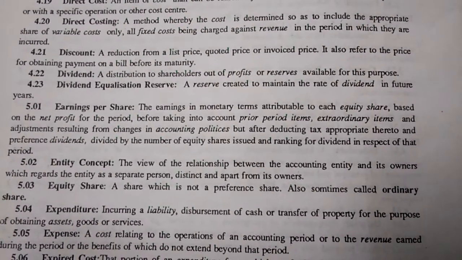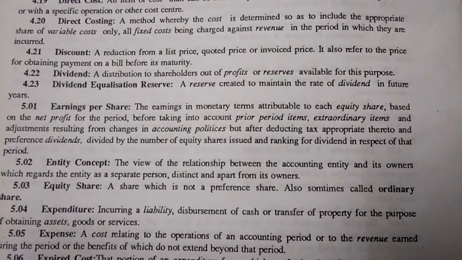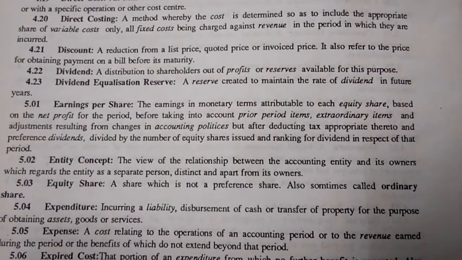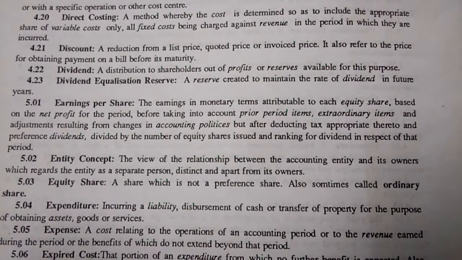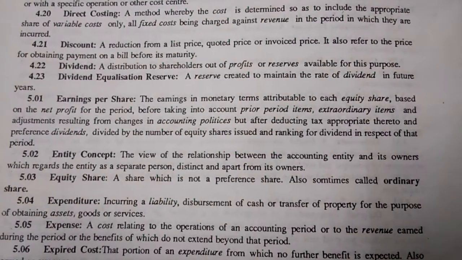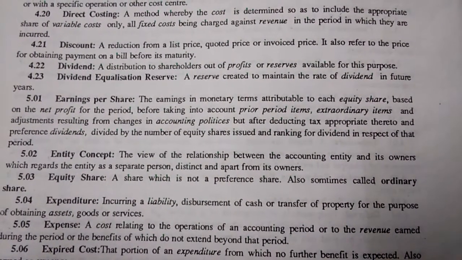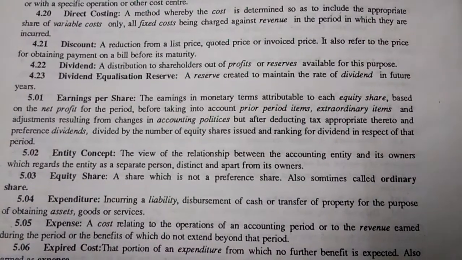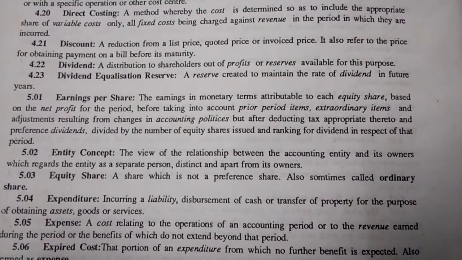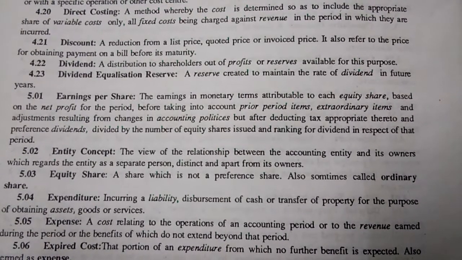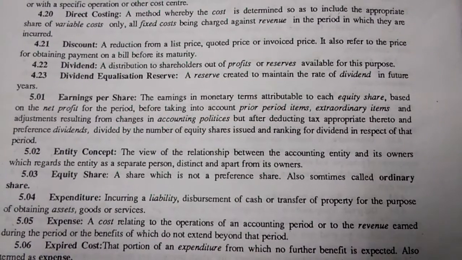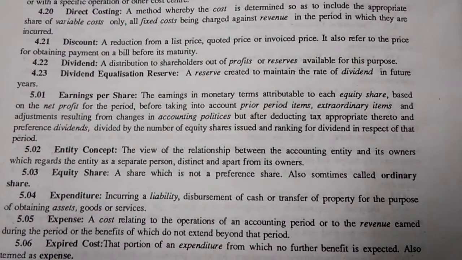Discount: a reduction from a list price, quoted price, or invoice price; it also refers to the price for obtaining payment on a bill before its maturity. Dividend: a distribution to shareholders out of profits or reserves available for this purpose. Dividend equalization reserve: a reserve created to maintain the rate of dividend in future years.